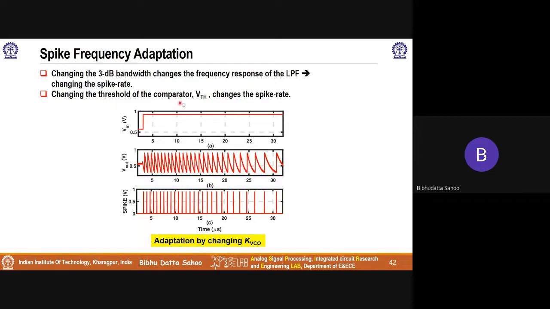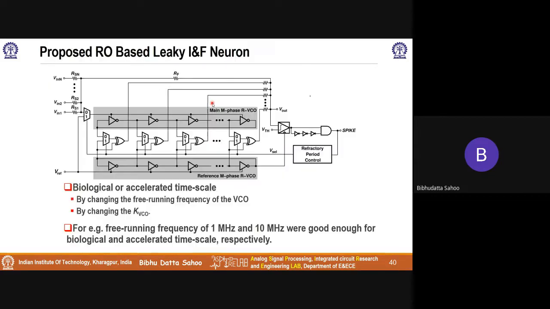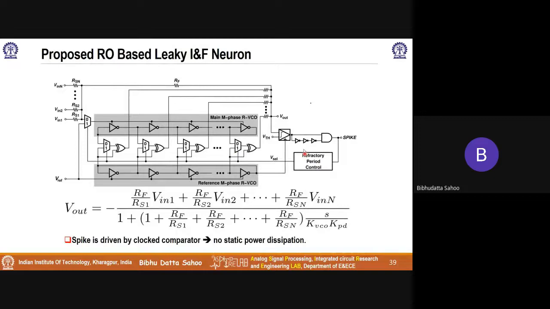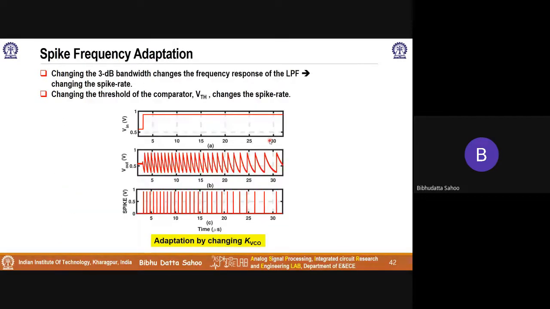Also, we can change the threshold voltage of the comparator. So now the spike rate, the spike here will be, if I increase the threshold voltage, this will take longer time to charge and discharge. So therefore, the spike rate will also go. So we have two controls. One is the KVCO as well as the threshold voltage to adjust the spike frequency. So here I am showing that the spikes are coming like this and less spikes are coming as I keep on increasing the discharge time, the V out, as I keep on increasing more and more. So this is by adaptation by changing KVCO.